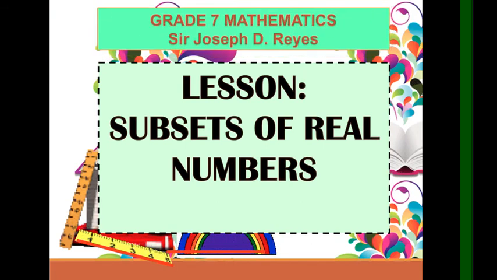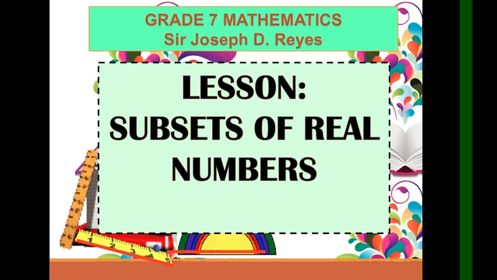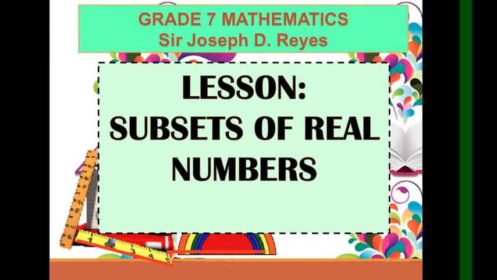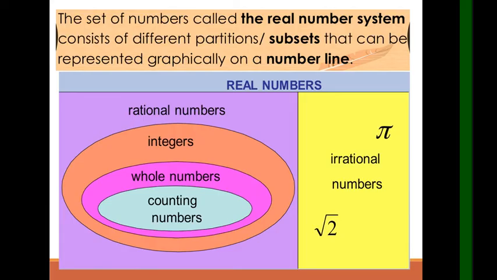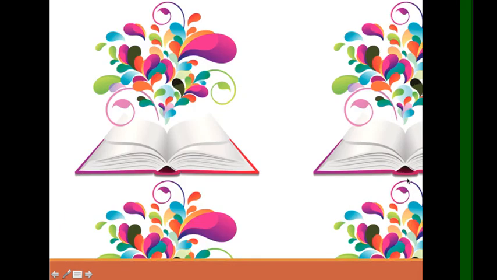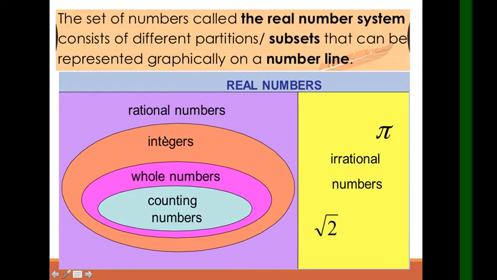And now, let's proceed to our main topic for today, which is all about subsets of real numbers. So this is a representation of the real number. The set of numbers called the real number system consists of different partition subsets that can be represented graphically on a number line. So, kapag sabing real numbers, eto yung buong figure na yan. Itong figure na yan ay ang real number.